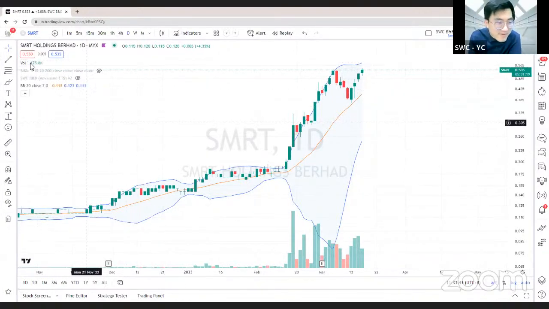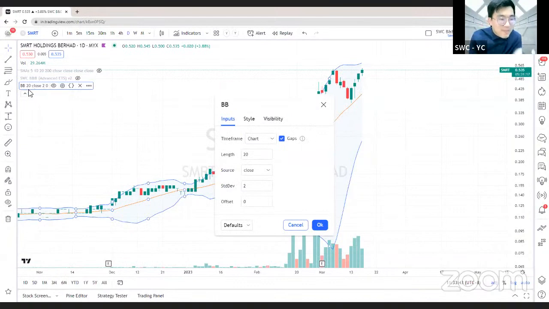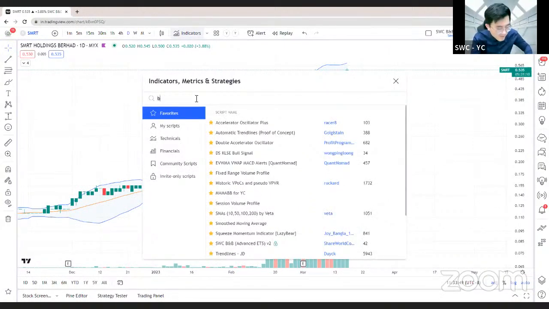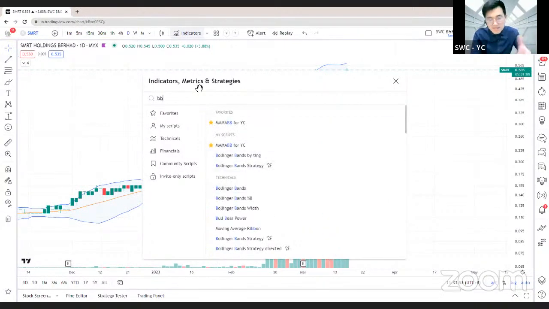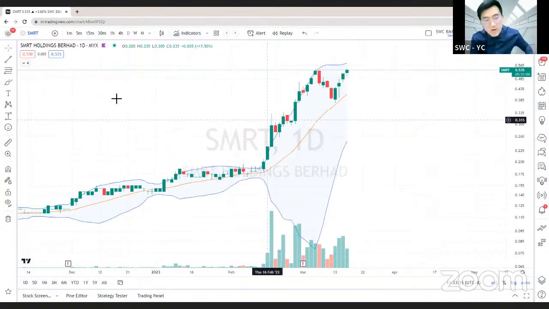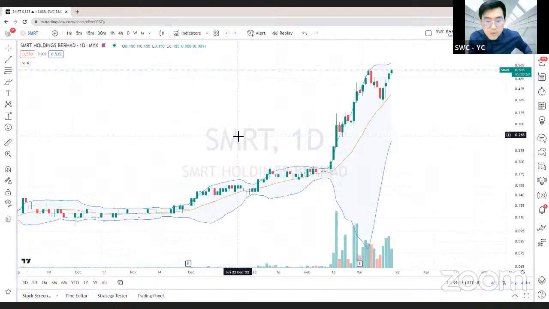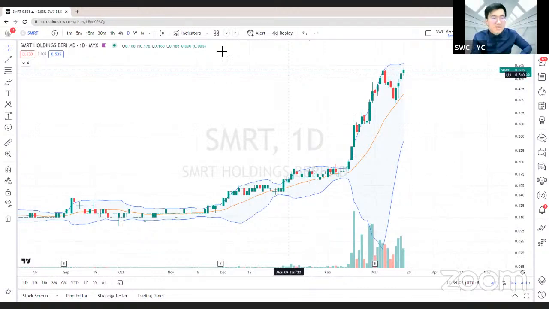Okay, you can see the Bollinger Band here. If you want to use the Bollinger Band, you just go to indicator and type Bollinger Band, or just type BB, and BB Bollinger Band comes out. You just click it, then you're able to use it. Then you will see the chart like this.